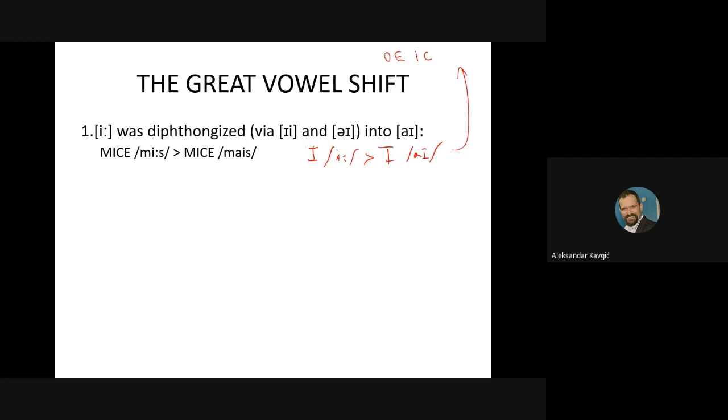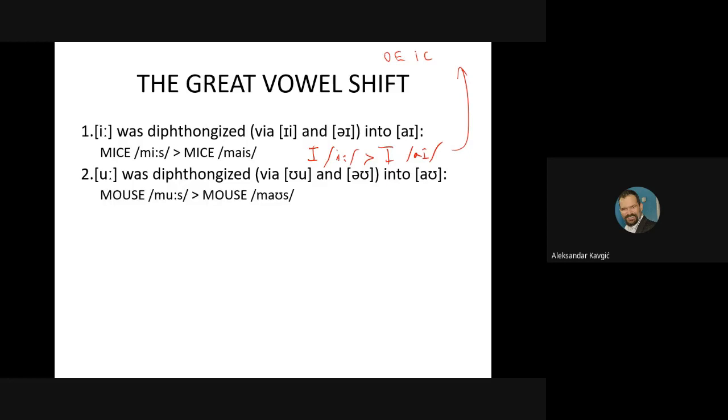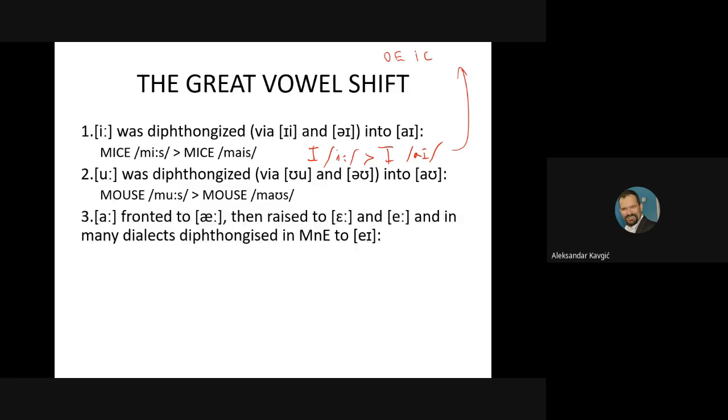Long U was diphthongized through au and O into au. So long U became mouse. So moose, that's a singular mouse, became mouse. That's another famous example, just like I is the famous example of the pronoun.